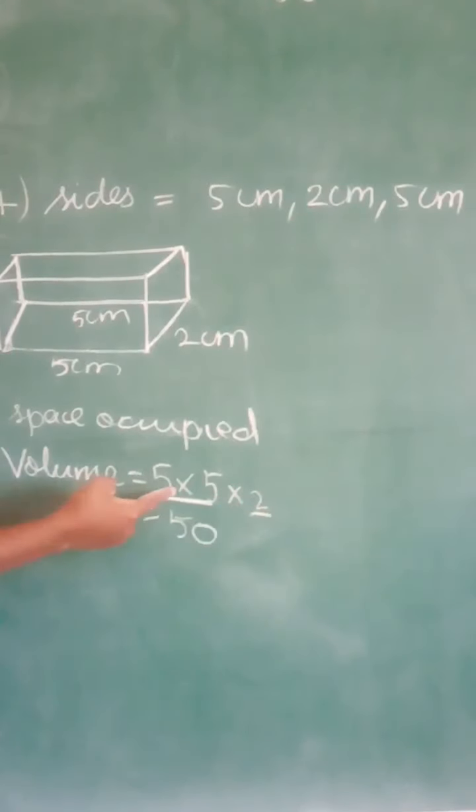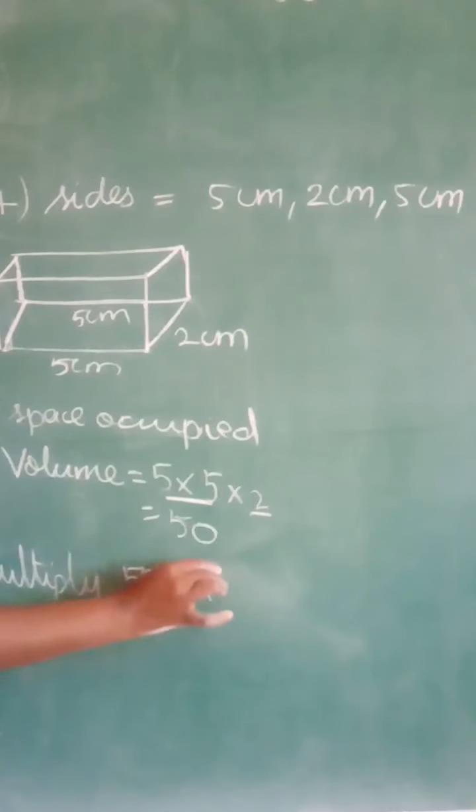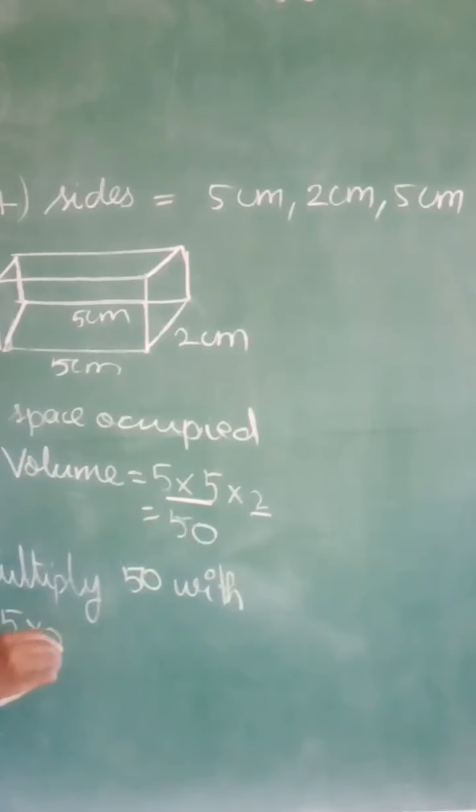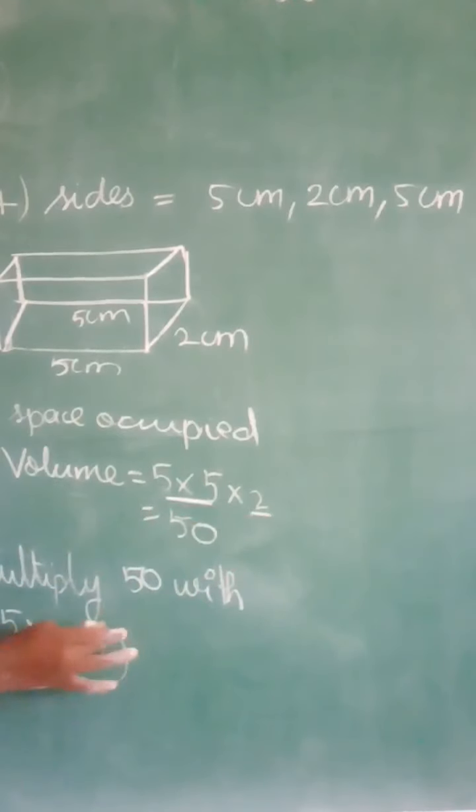Okay. So if we want to make this as a cube number, then what we have to do? We have to multiply this with 1 more 5 and 2 more 2's. Okay. So write multiply 50 with 5 into 2 into 2, because 1 5 and 2 2's are needed to make this as a cube. That is how much? 5 2's are 10 and 10 2's are 20.